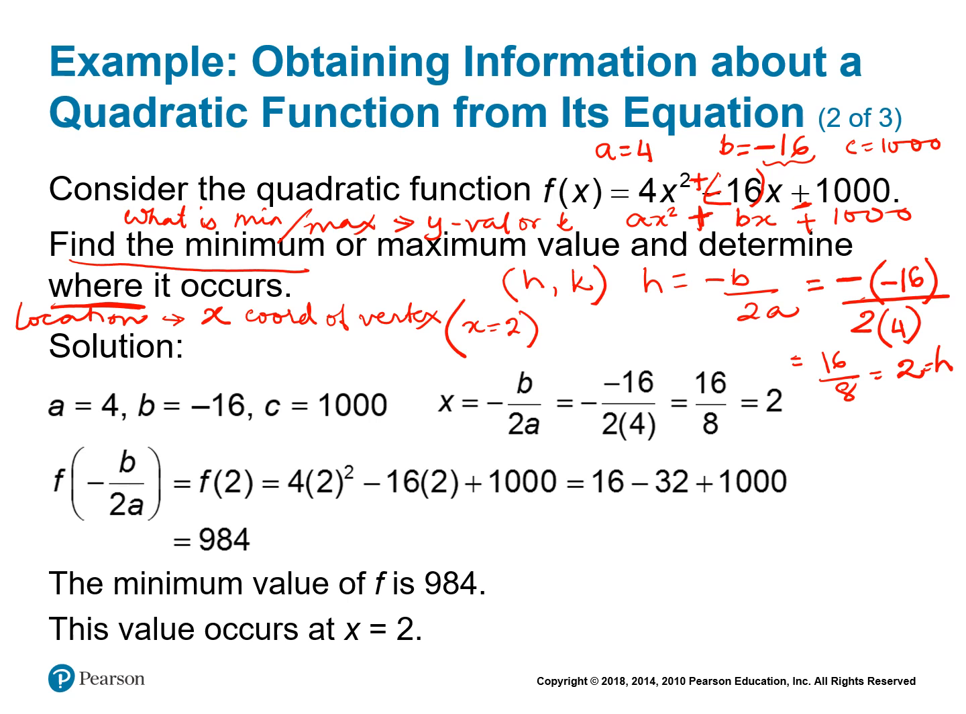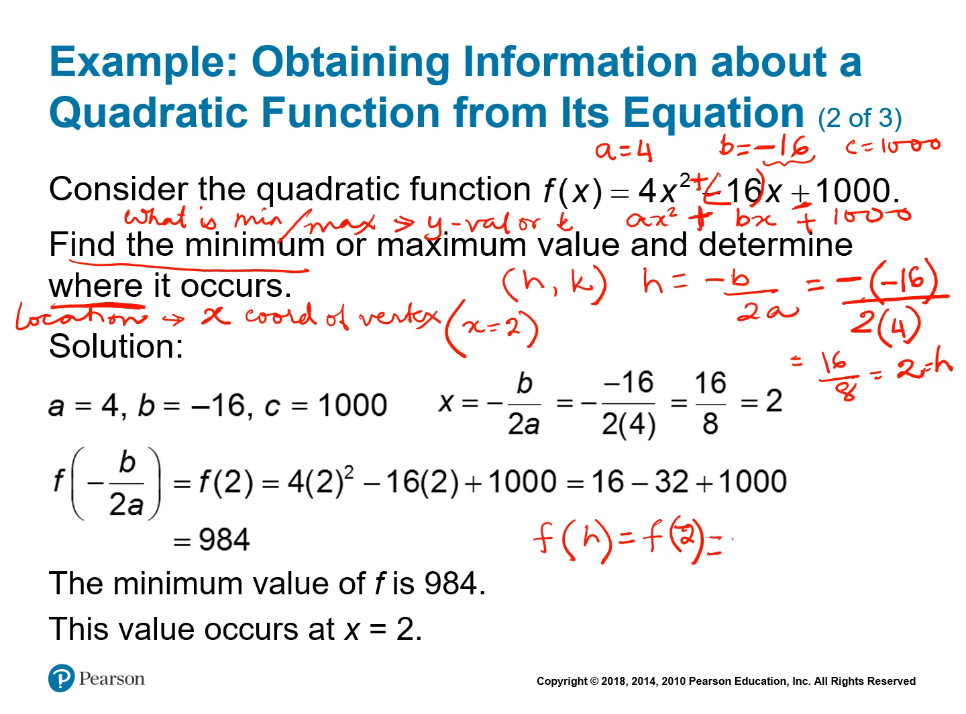When we go to answer the question, what is the minimum or the maximum, then we have to give the k value. And how do we find the k value? By evaluating the function at f of h, or f of minus b over 2a. All right, f of h. So what is h in this case? F of 2, correct? H we found is 2. So f of 2, just plug in 2 into the function.